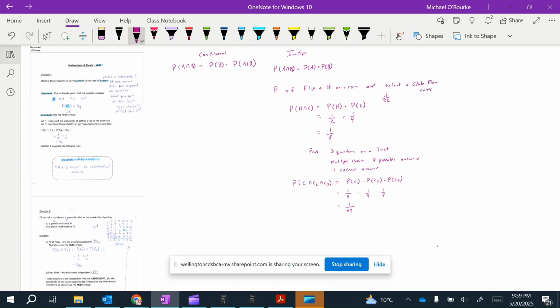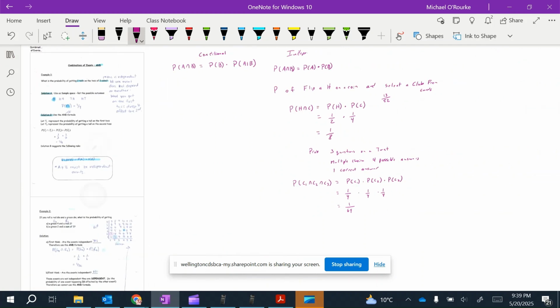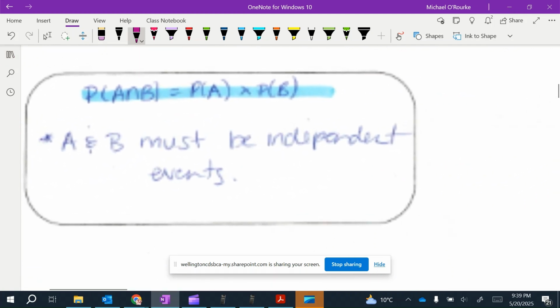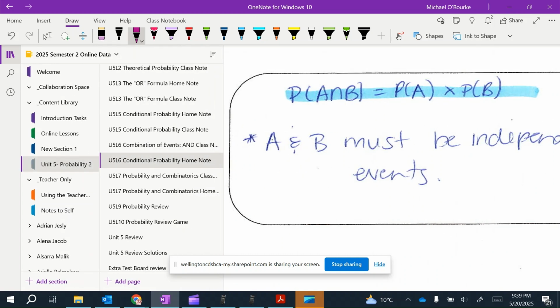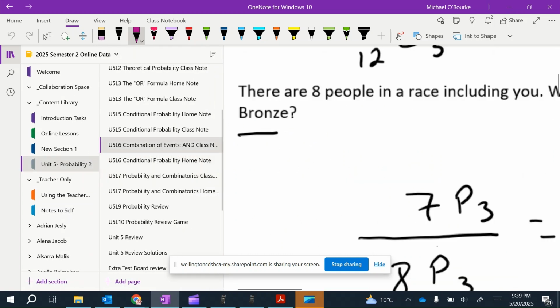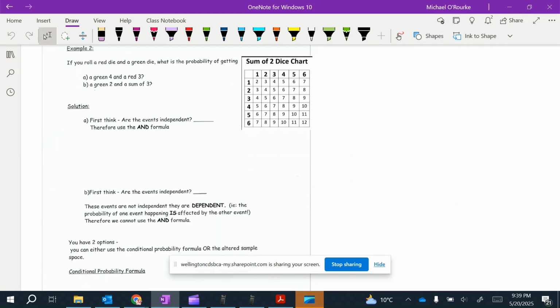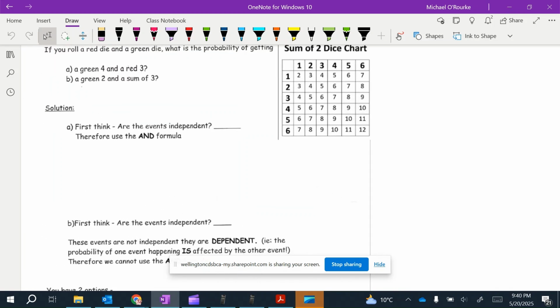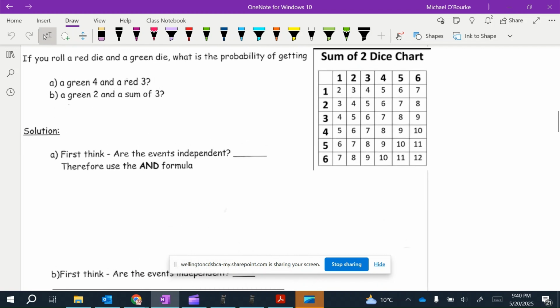So let's go back here and I'm going to switch to here we go. Here's the actual formula written out. So probability of A and B is probability of A times probability of B, but A and B have to be independent. So let's look here. We'll do it using the formula, and then we'll double check it.